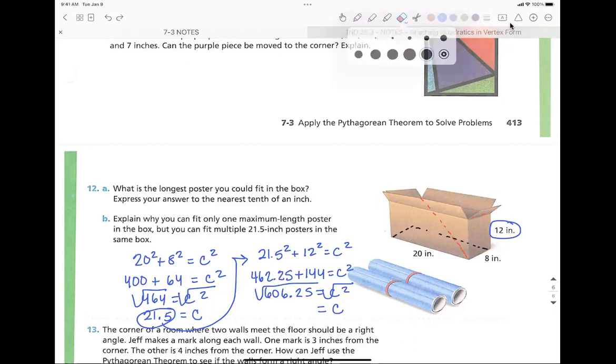All right, so to finalize our answer here, and then I'll get off the video as well. We get c equals the square root of 606.25, estimated, and we're going to round to the tenth, so it becomes 24.6, and it is inches, so our answer is 24.6 inches.